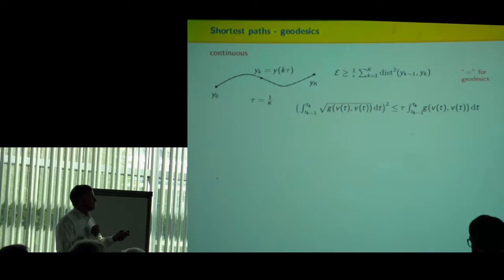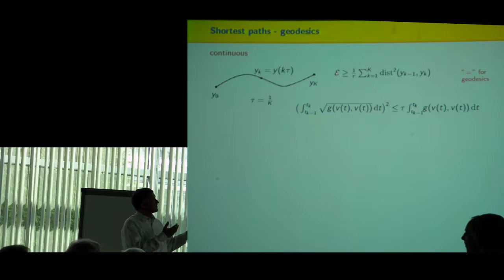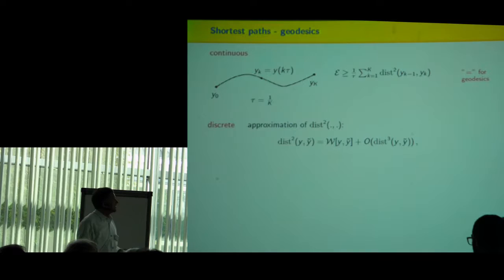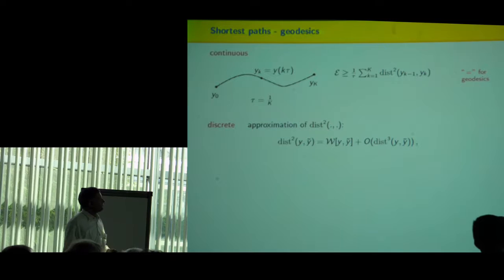So if equality holds here for geodesics, then the object we have to approximate, to approximate the path energy and to approximate geodesics, is the distance squared of two consecutive points on the path. And this is now our approach for the approximation of geodesic calculus as a whole, and at first of the path energy.